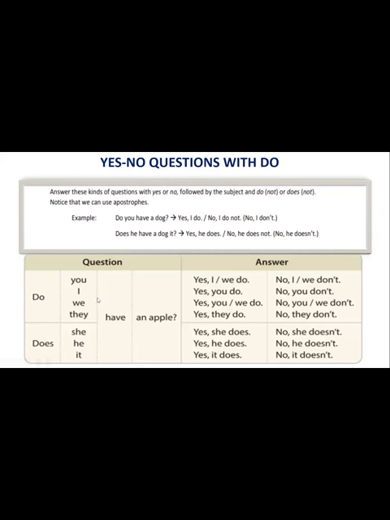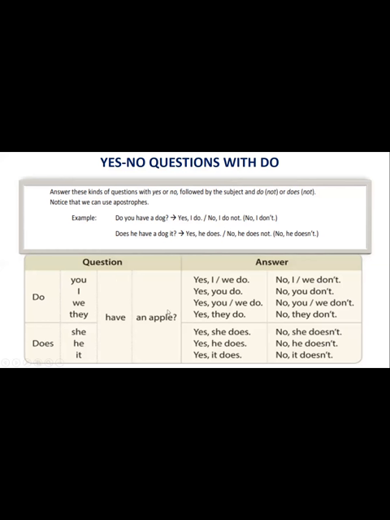For example, do you have an apple? ¿Tienes una manzana? Does she, en este caso, para ella, utilizamos has. Does she have an apple? ¿Ok? Entonces decimos, yes, she does. Sí. Ella tiene una manzana, o no, she doesn't.